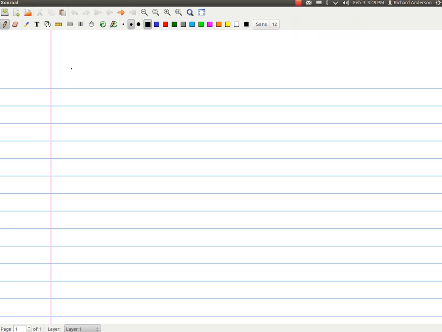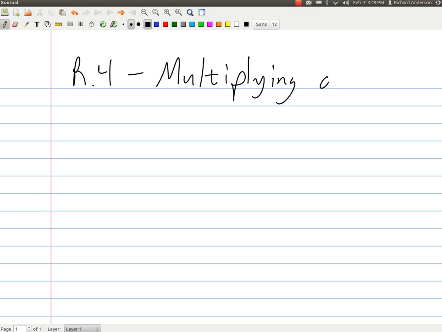Okay, we are going to pick back up here in section R4. This time we're going to be doing multiplying, which really can also be thought of as foiling. You'll see how those two differ. And then also we're going to be doing factoring in the next section, hopefully.